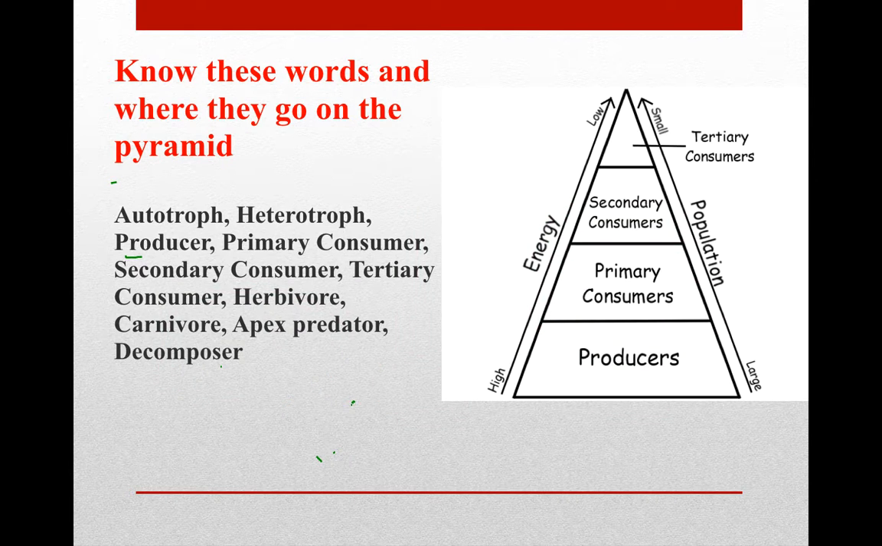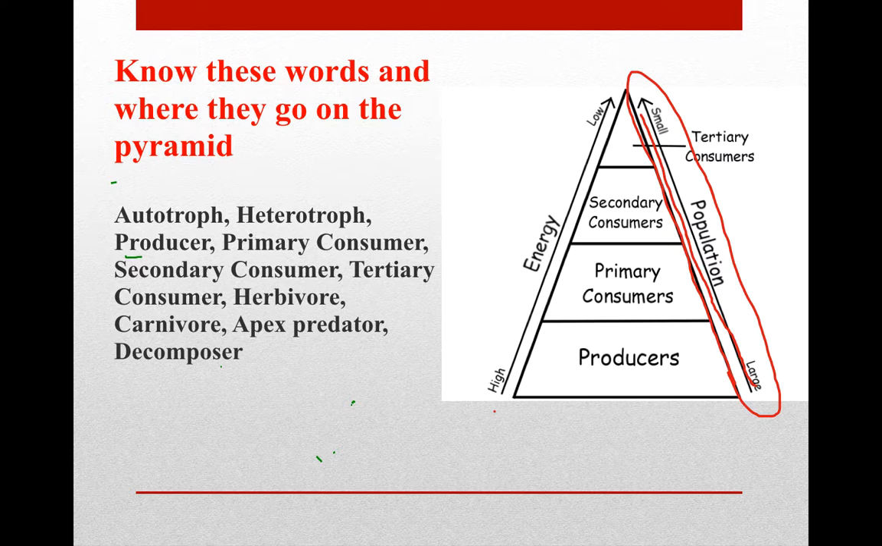So here's that pyramid again. The biggest thing to understand here, what I also like about this, is they have this arrow on this side. I would add that to your drawing, which means the population goes from large all the way to small, which means there are a lot more producers than there are tertiary consumers.